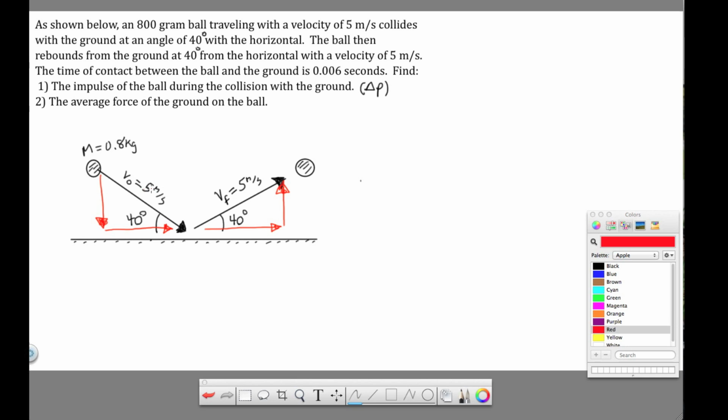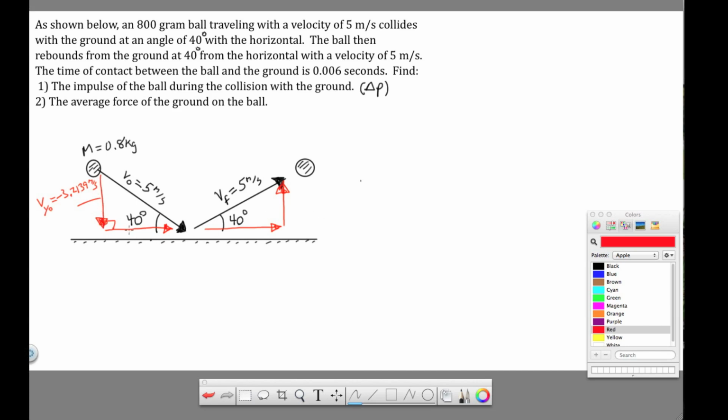Now let's calculate what these are. So using trig, we have this 40-degree angle right here. This makes a 90. So we can solve for Vy initial. Vy initial before the ball hits the ground is negative 3.2139 meters per second. And I got that just using sine. Sine 40 times 5 gives this opposite component here.